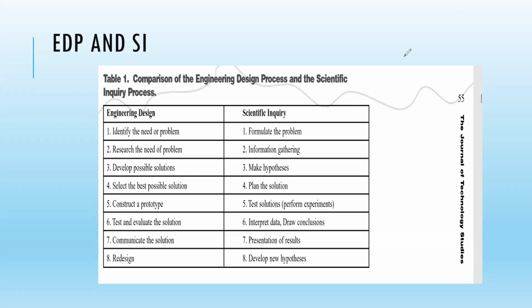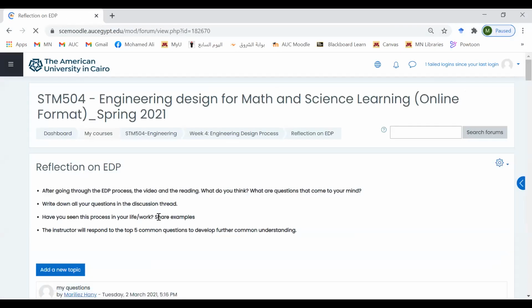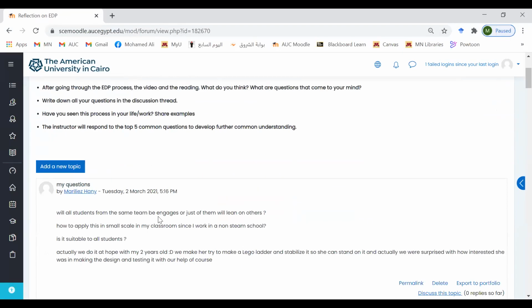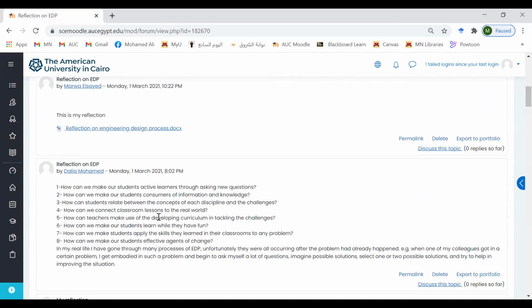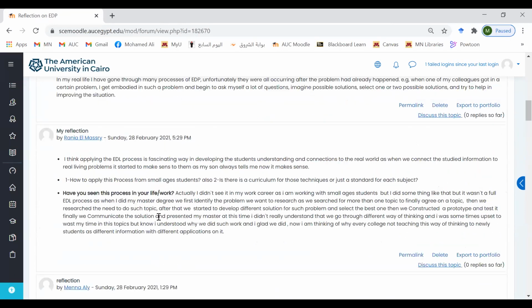Okay, guys. So let's look at two things. One is your EDP, engineering design reflections. This one. Can you see my screen now? Yes. And after that, we're going to go to your week 5, what you are going to do, and if you have any questions. I have a lot of questions here.